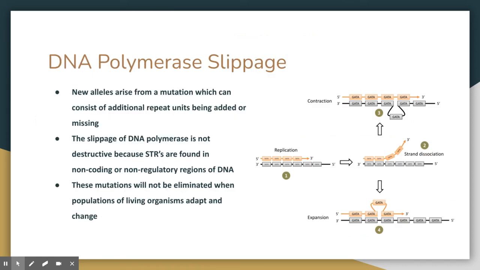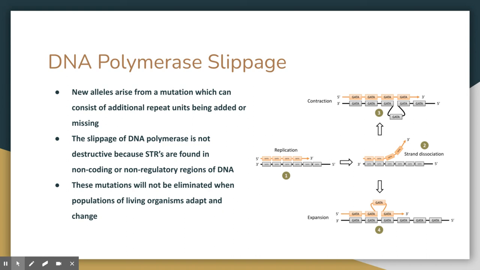New alleles arise by a mutation. During the process of DNA replication, the DNA polymerase can make a mistake and generate more or less repeated units. This is possible because STRs consist of repeated DNA sequences. When additional repeated units are replicated or repeated units are missing, it is called DNA polymerase slippage.